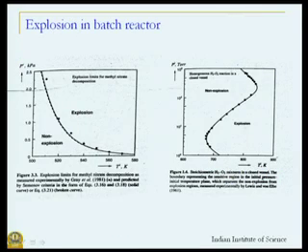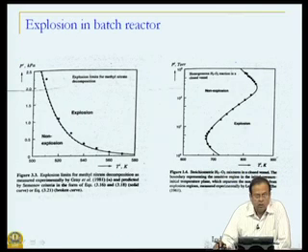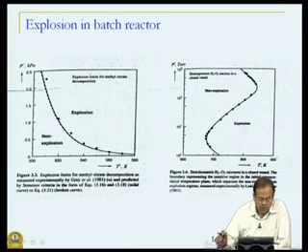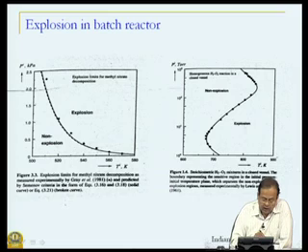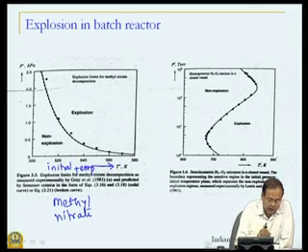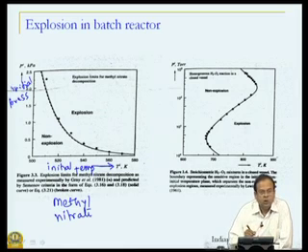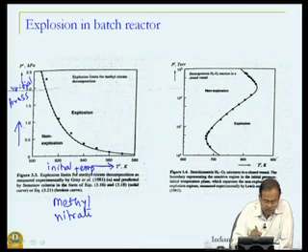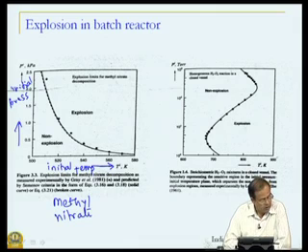Let us take another example of a batch reactor, and there are two examples shown over here. The first example is the methyl nitrate decomposition, and this is a batch reactor. So, what you are seeing on the x axis is the initial temperature, and on the y axis is the initial pressure; this is a gas phase reaction.